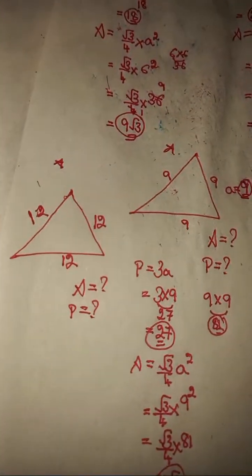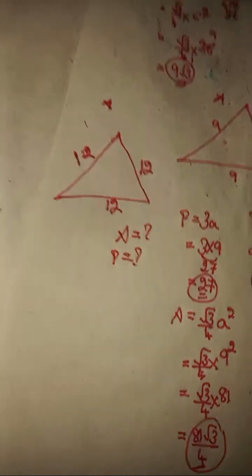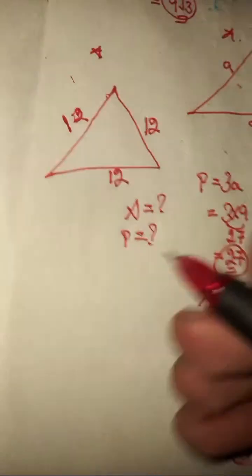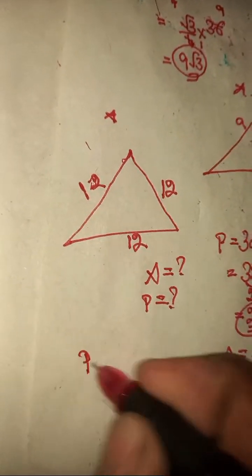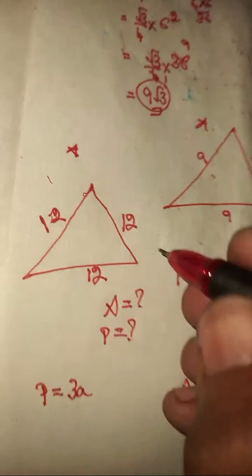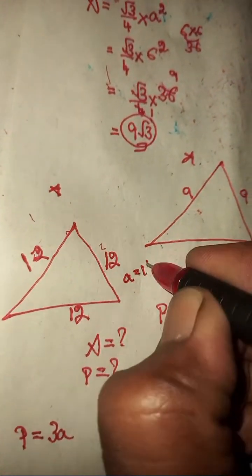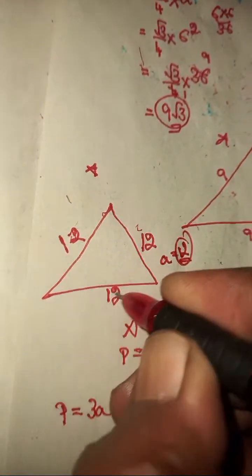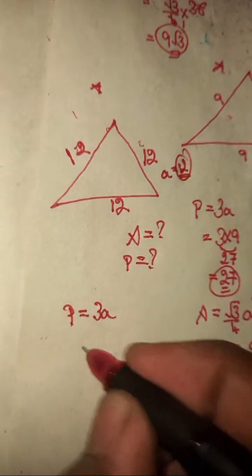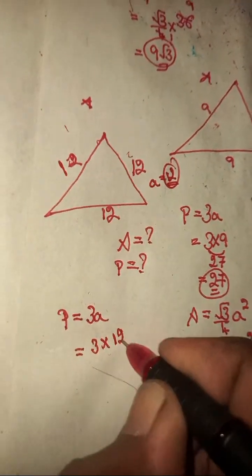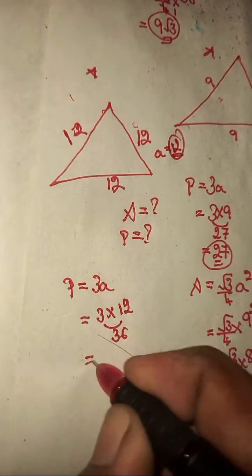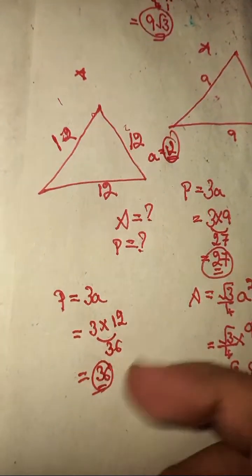I start by this one, that is what's the area and perimeter of this triangle. Here you can take the same thing. The perimeter is 3 times of the side length. Here side length is 12 units. 3 times of 12 means it is 36 units. 36 units is the perimeter.